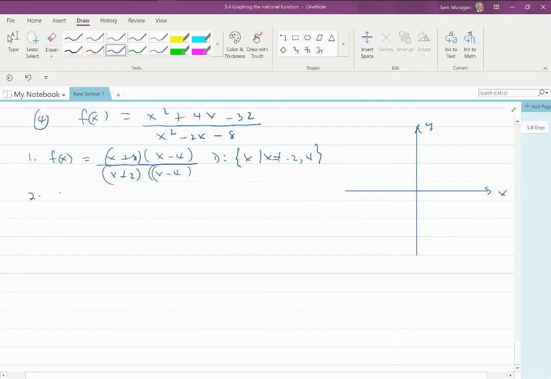Step 2, we reduce to the lowest terms, so f of x, the x minus 4 cancels out, so we have x plus 8 over x plus 2. And the x minus 4 that cancels out becomes a hole in the graph. The y value for that hole is y is equal to 4 plus 8 over 4 plus 2, substituting to get the y value, which is equal to 2. So there's a hole, literally a hole in the graph at 4 and 2, right there, a hole in the graph.